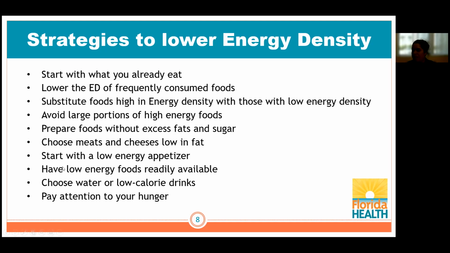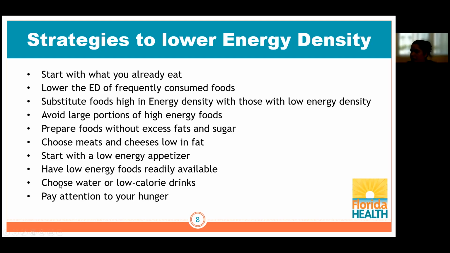The next thing is to have low energy foods readily available. If it's next to you, you're more likely to grab it than not. The opposite holds true. If you don't buy high energy density foods, then you're less likely to eat high energy density foods. So if you know your kryptonite is chips, then try to not have it at your house or not have it at your job. Have another option like popcorn or something like that.